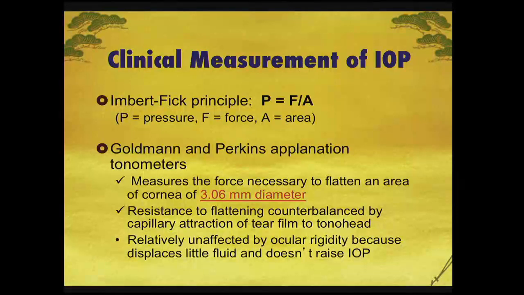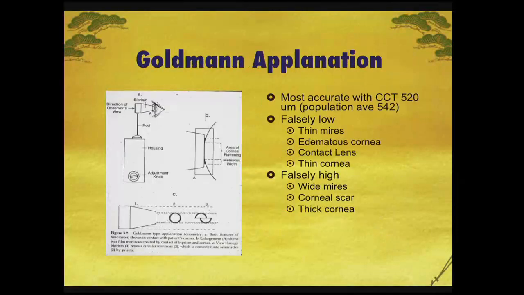And then it's relatively unaffected by ocular rigidity. These instruments are relatively unaffected by ocular rigidity because they displace so little fluid, so the displacement doesn't really raise the intraocular pressure. The Goldmann applanator is most accurate with a central corneal thickness of 520. The average in the population is a little bit higher. It's actually 540.